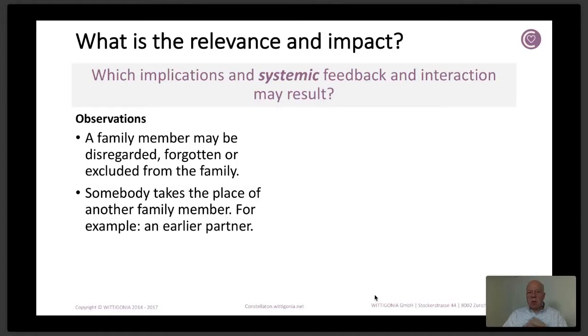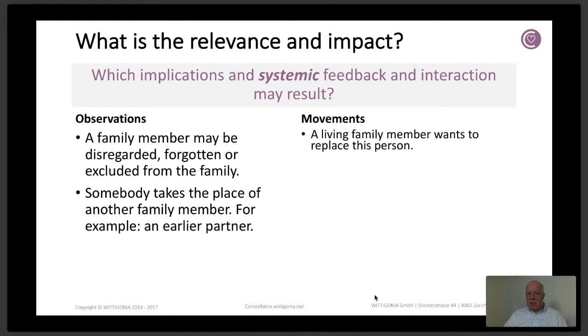And of course, there are so many things to observe because each family is different, and yet the order in which these movements happen is the same. So two observations I want to call out here. One is a family member may have been disregarded or forgotten or completely excluded from the family. Or another typical case is that somebody takes the place of another family member, replacing that family member, even though that is not her or his place to assume. For example, to assume the place of an earlier partner or other family members.